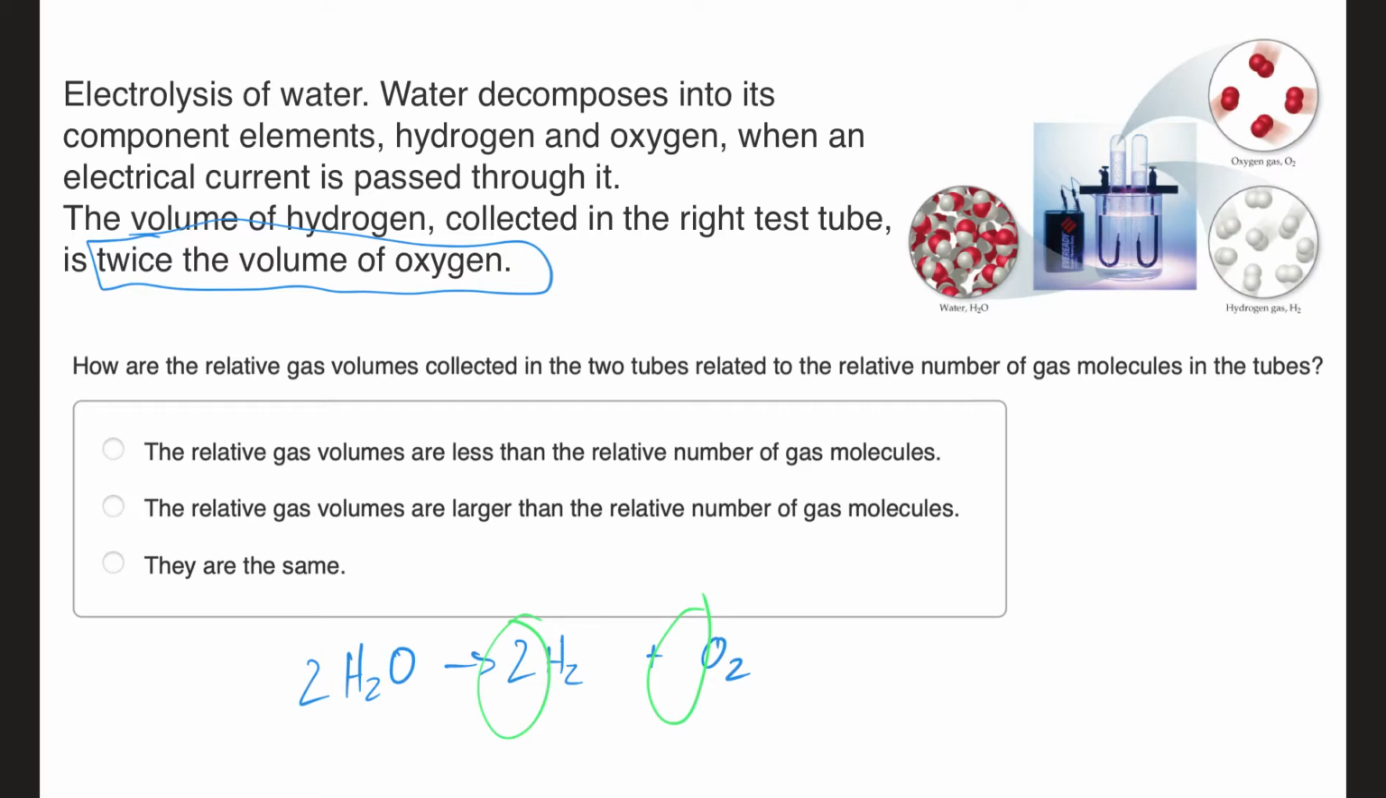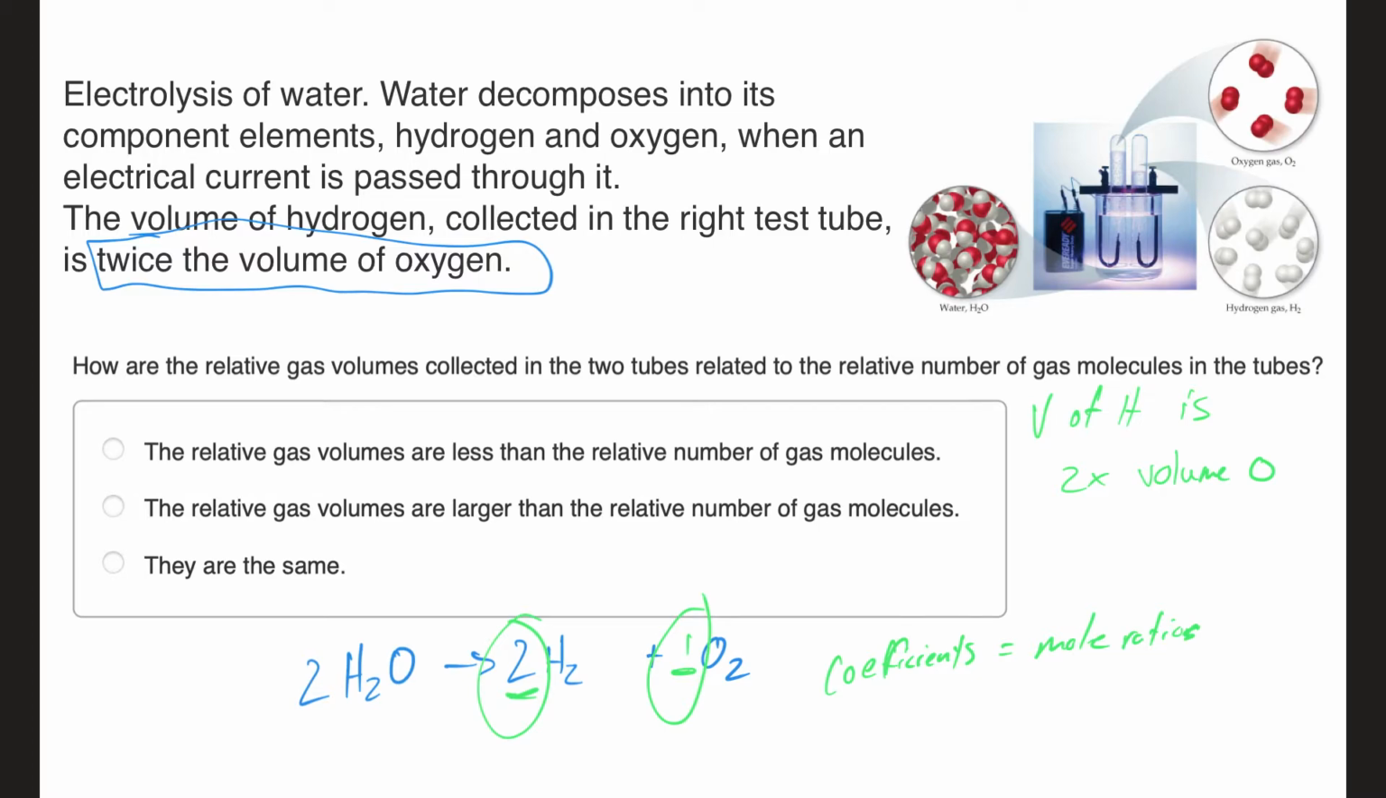But what you hopefully get from that is that the volume of H is 2 times the volume of O, and that jives with the coefficients. If you remember back to talking about stoichiometry, the coefficients are a mole ratio. And so it's a 2-to-1 mole ratio as well.